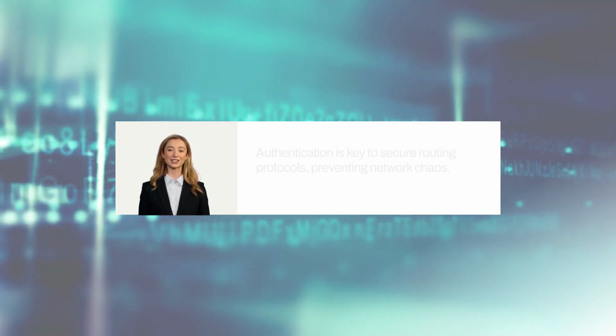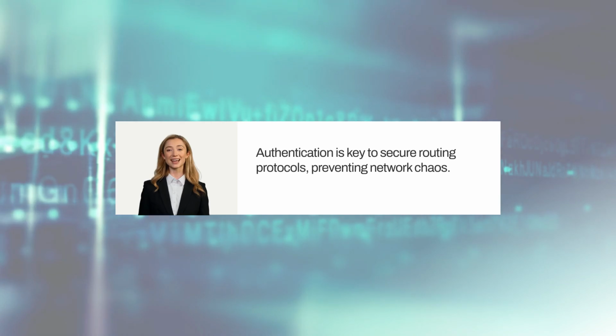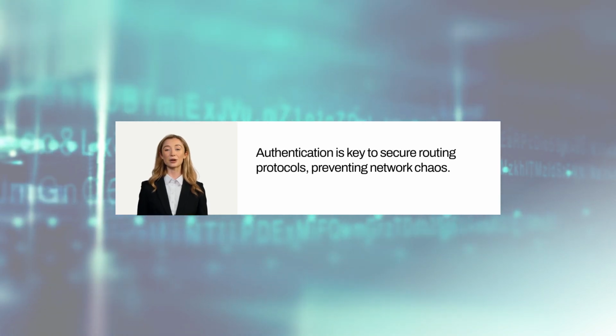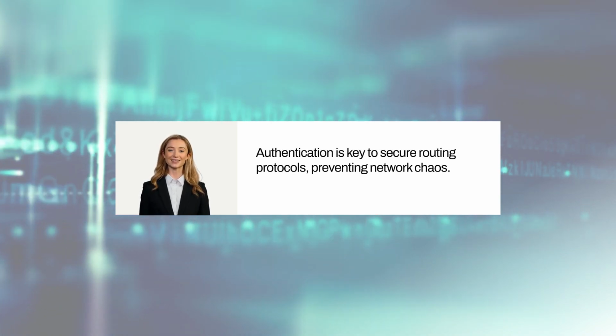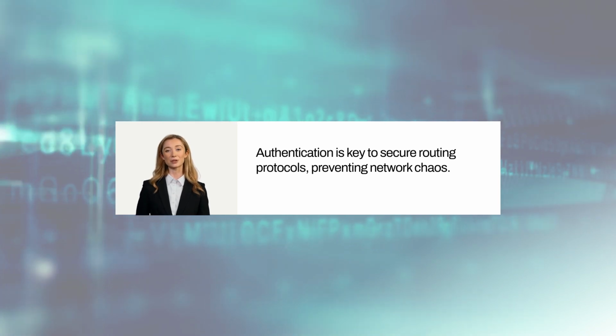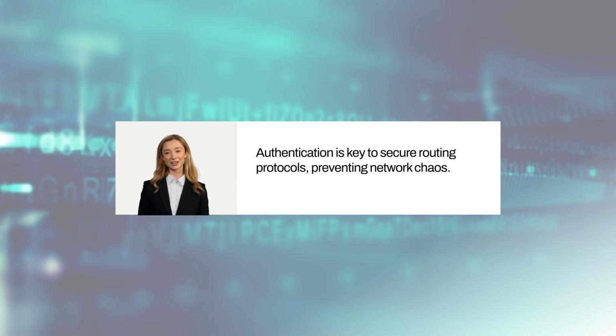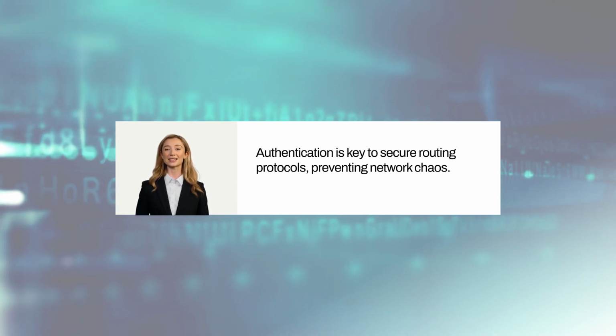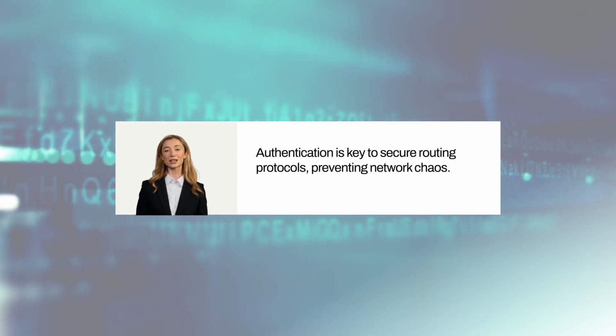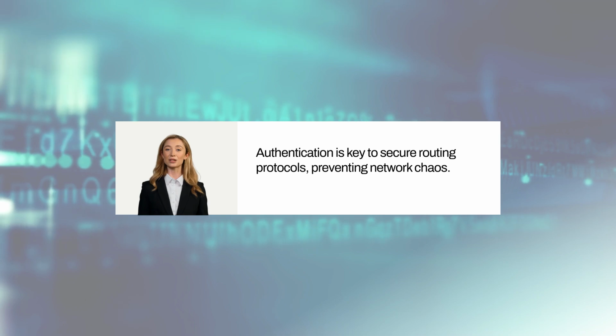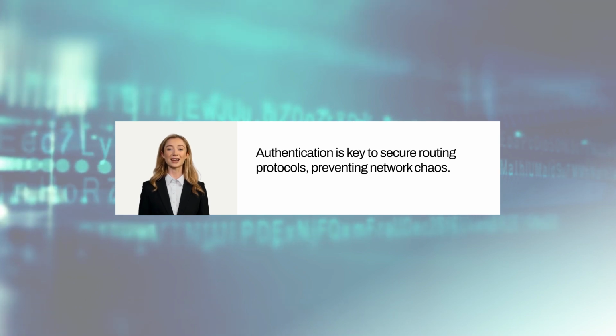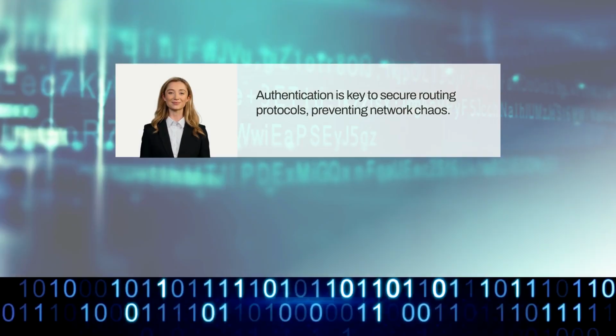To combat these threats, understanding mitigation strategies is key. For routing protocols, the cornerstone of security is authentication. Without authentication, any device could pretend to be a legitimate part of your network, leading to chaos. Imagine if anyone could claim they were your trusted courier. You'd have a mess on your hands. Authentication ensures that only authorized routers can send or accept routing information, maintaining the integrity of your network's map, much like a secure badge check at an exclusive event.